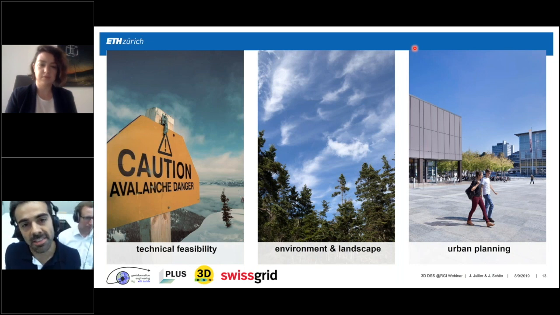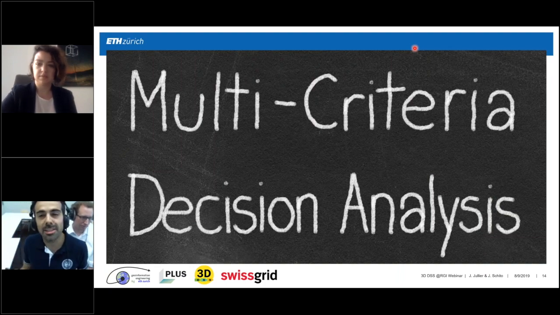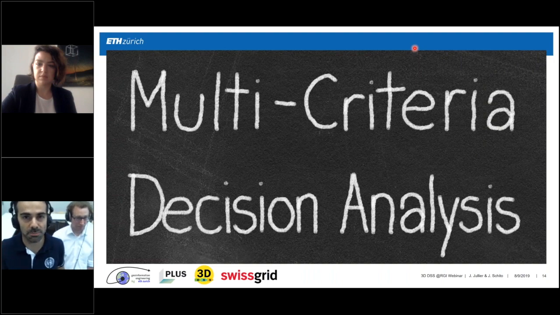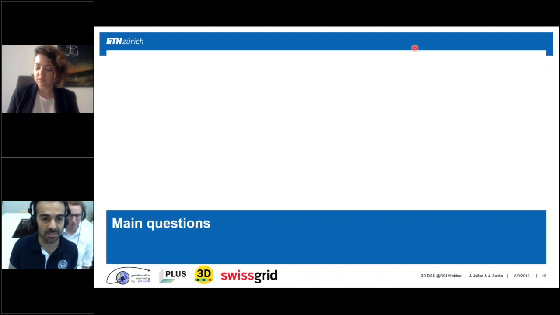And the concept behind it is everything about multi-criteria decision analysis, a very long term with a very long tradition. It's a tool set of mathematical rules in order to find the best solution among different stakeholders. And we combine this with geographic information systems.